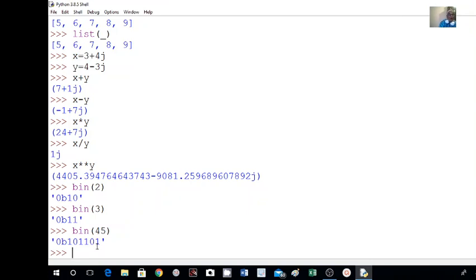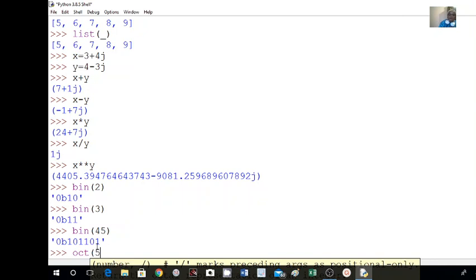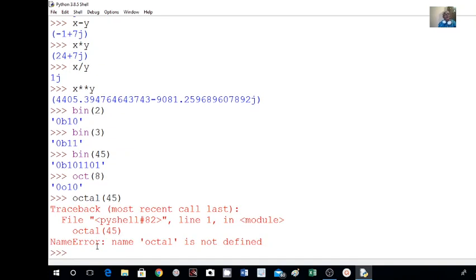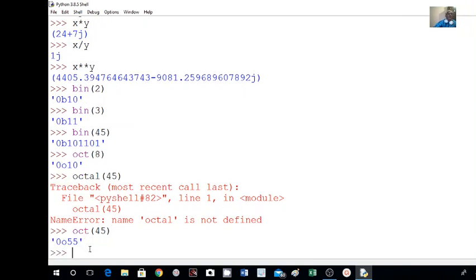And octal. If I take 8 here, what is octal 8? It is equal to 10, octal being to the base 8. Octal 45 is not defined. Okay, the command is OCT, so I have to write OCT 45. This gives 55 in our decimal one.